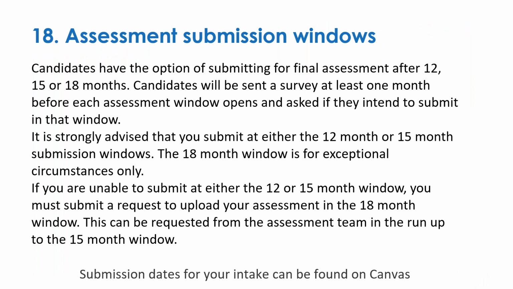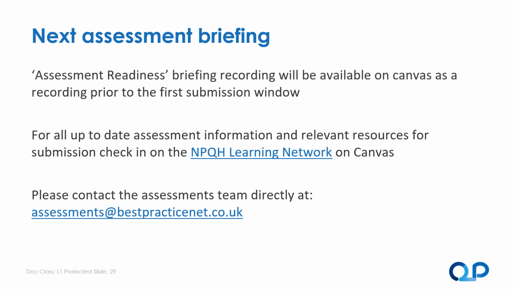This slide is really a heads up at this point for the process around submission and submission windows. You can find your submission dates on Canvas, and we do strongly recommend that you aim for the 12 or 15-month submission window, leaving the 18-month window for exceptional circumstances only. The next assessment briefing will be the assessment readiness briefing, and that will be available on Canvas prior to the first submission window.